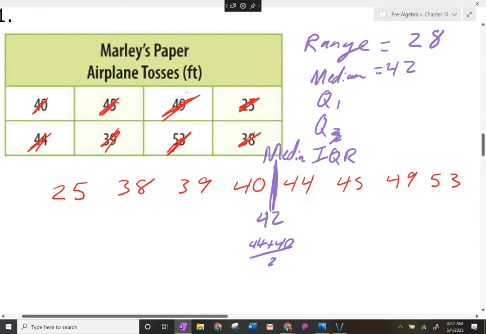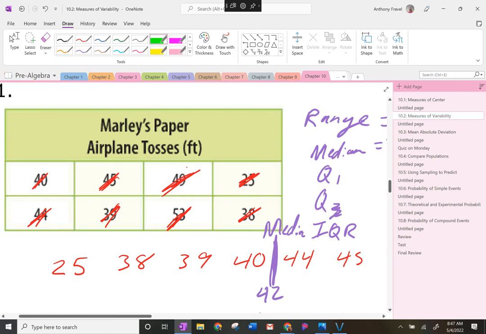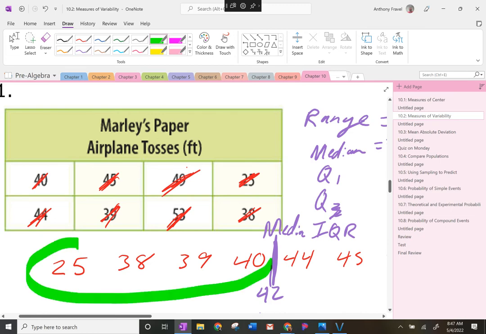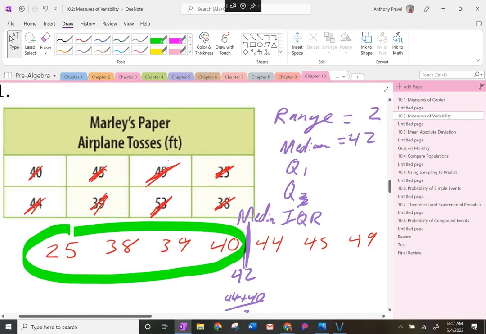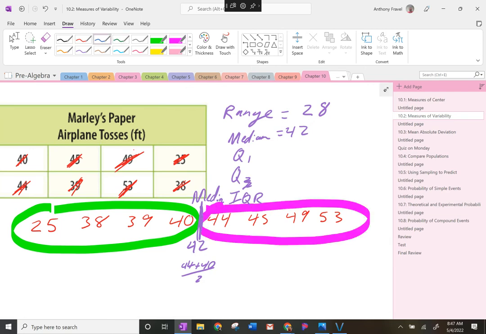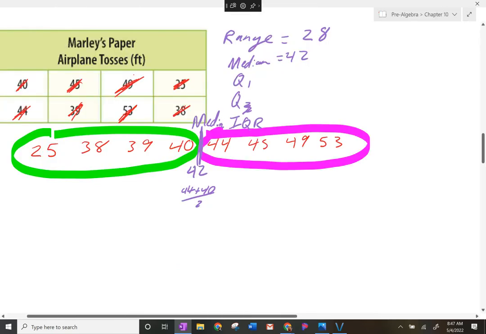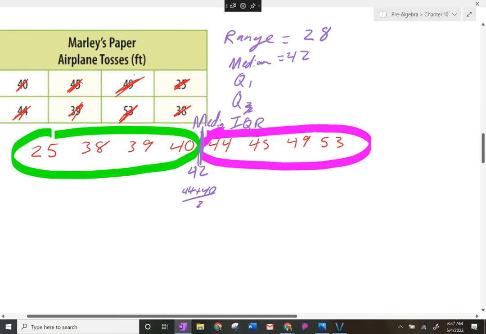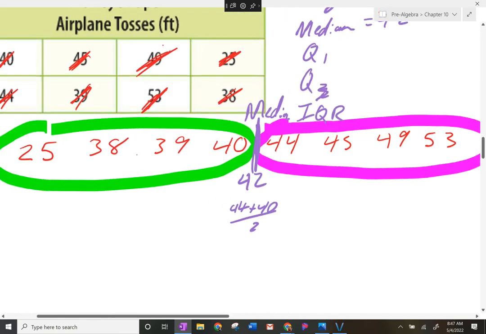So my quartile 1, okay, my first half, I'm only going to look at these pieces of information. The other one, I'm going to look at only these pieces of information. I don't need to focus on any of this other stuff that's on the opposite sides. So for quartile 1, I'm going to find the median of this left side, which is right here.